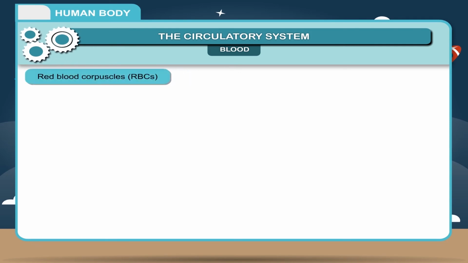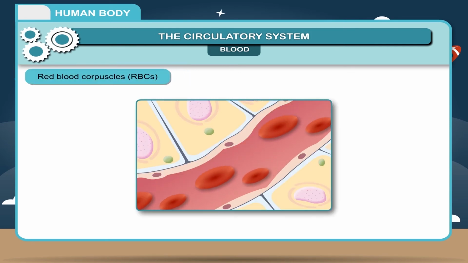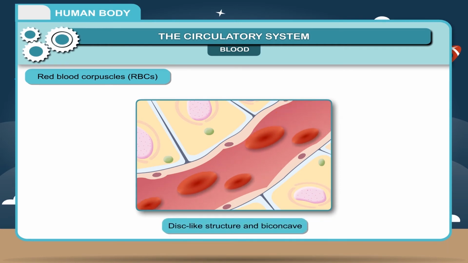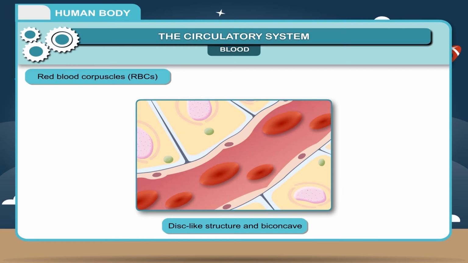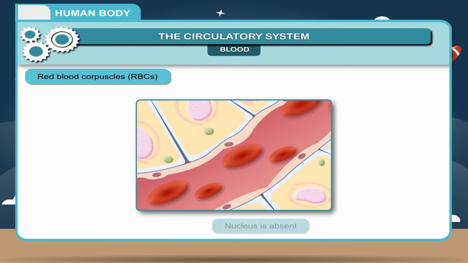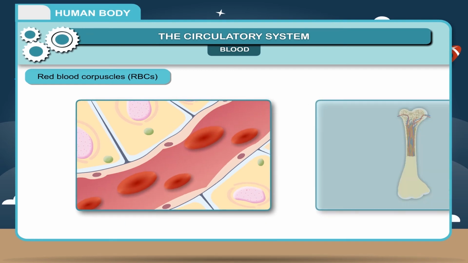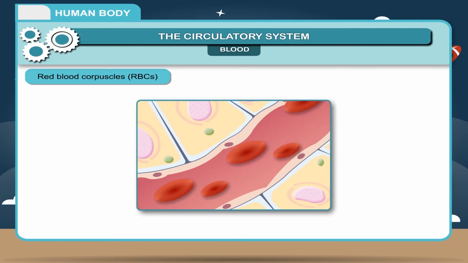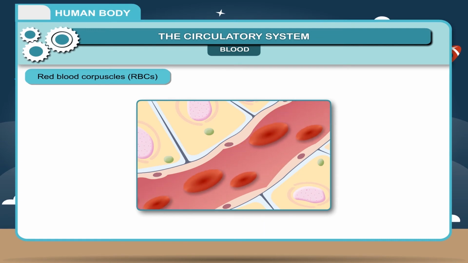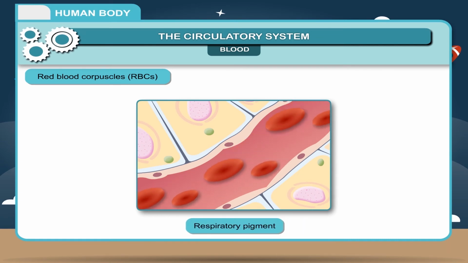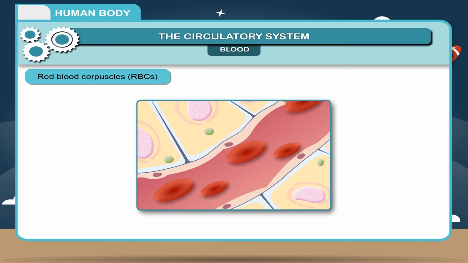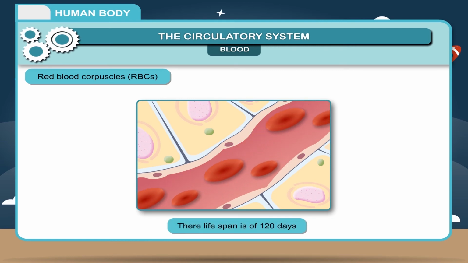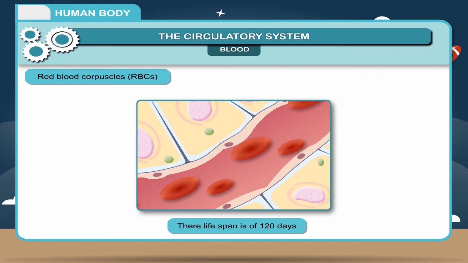Red blood corpuscles, RBCs. They are known as erythrocytes. The RBCs are disc-like and biconcave in structure. In RBCs, the nucleus is absent. They are formed in the bone marrow. They contain a red-colored pigment, hemoglobin. Hemoglobin is called the respiratory pigment because it carries oxygen and helps in its transportation to the cells. Their lifespan is 120 days.